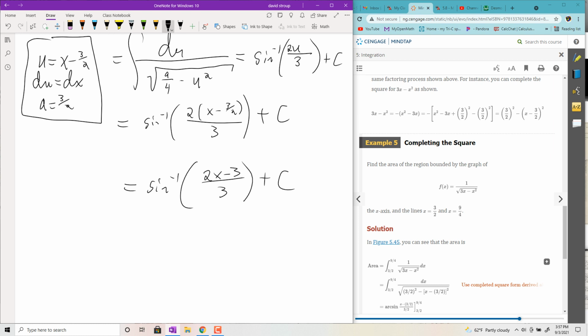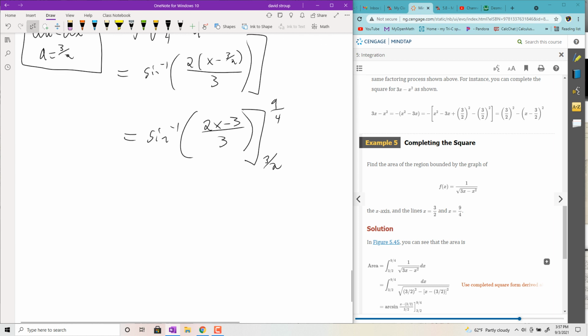Whoops, and we're evaluating, so it's not plus c. Never write the plus c if you're evaluating. It'll make you look like a freshman. So I need to evaluate, and we're going from 3/2 to 9/4. Okay. Maybe I should have left it as a fraction. I don't know. Too late.